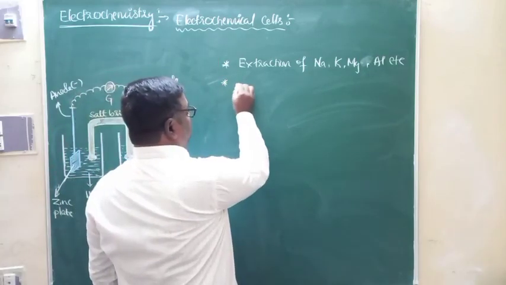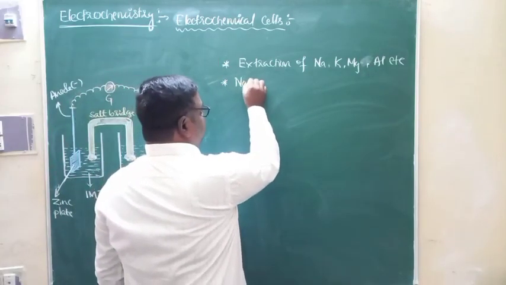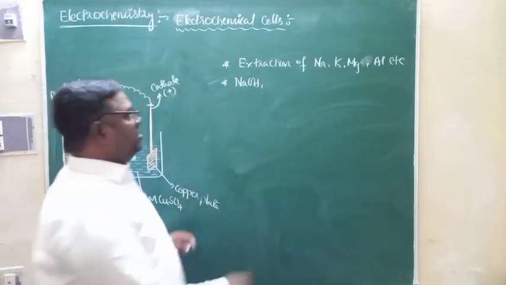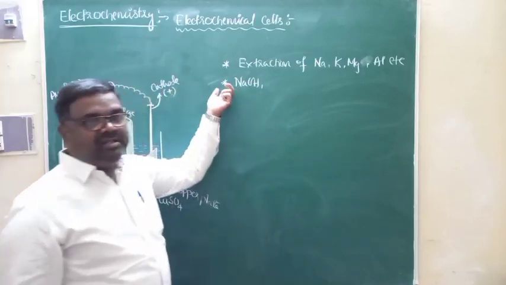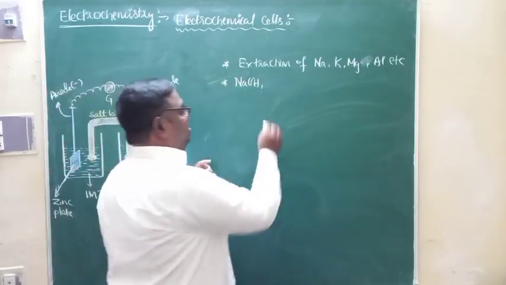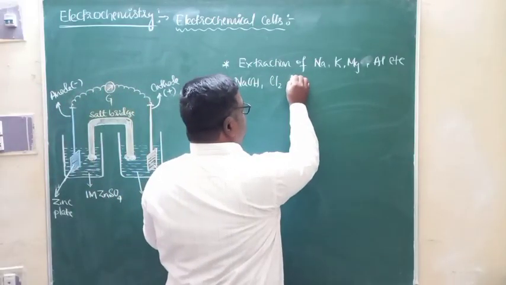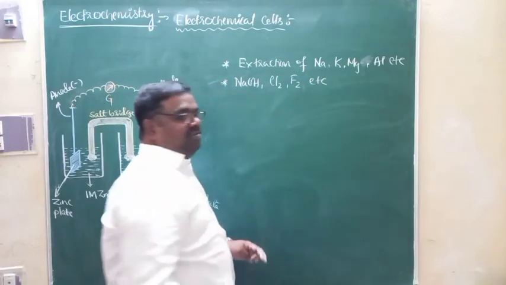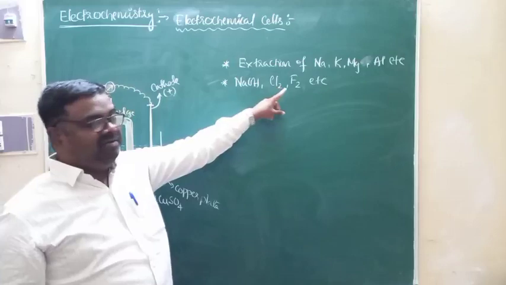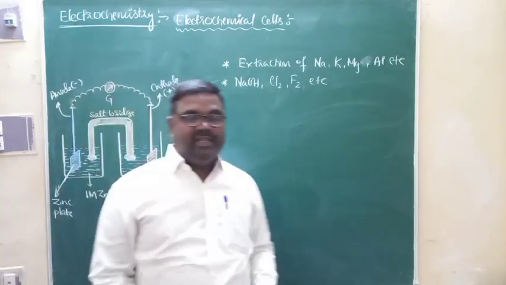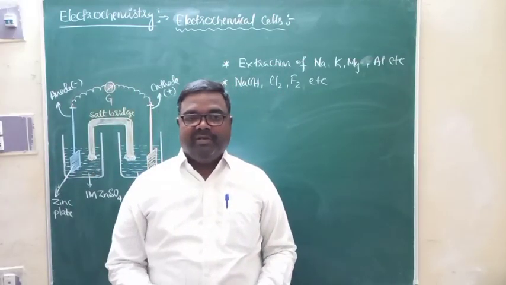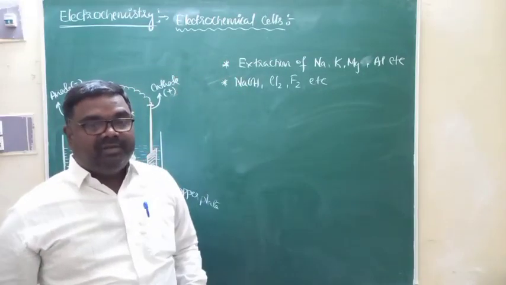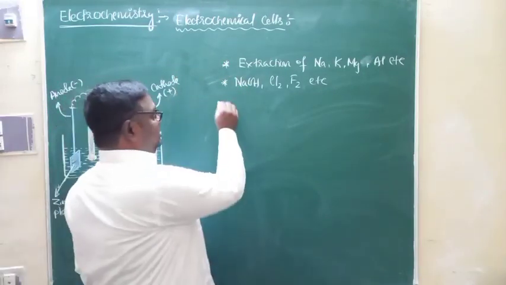In addition to this, I can make use of these principles of electrochemistry in order to prepare some industrially important compounds like sodium hydroxide, chlorine and fluorine. They are manufactured by making use of principles of electrochemistry. That is another importance of electrochemistry.